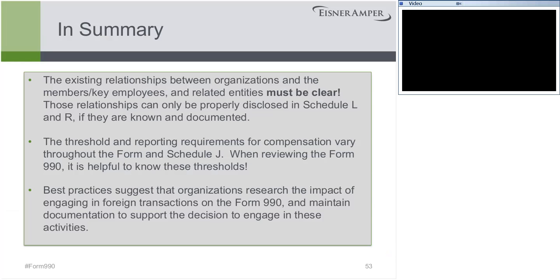In terms of just a quick wrap-up of key points, remember there are plenty of relationships in this community between board members, spouses, other organizations. It's important to know those relationships so that you can make sure that Schedule L and Schedule R are accurately reflecting it. In order to do that, an organization should be signing their conflict of interest policy on an annual basis. Remember that compensation is being reported on many different thresholds on different periods, and so trying to compare it from each part of the form may not be possible.